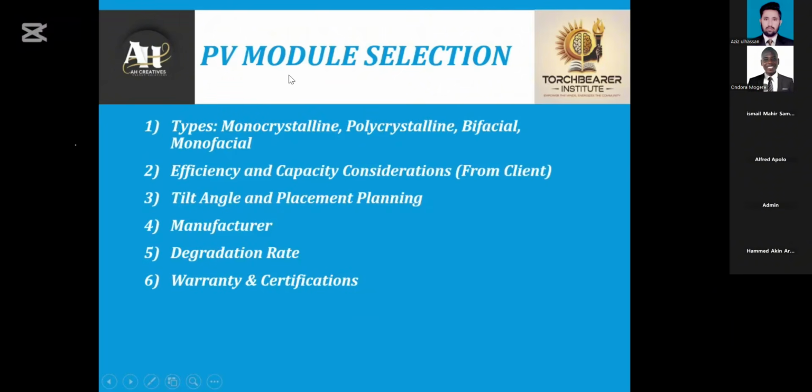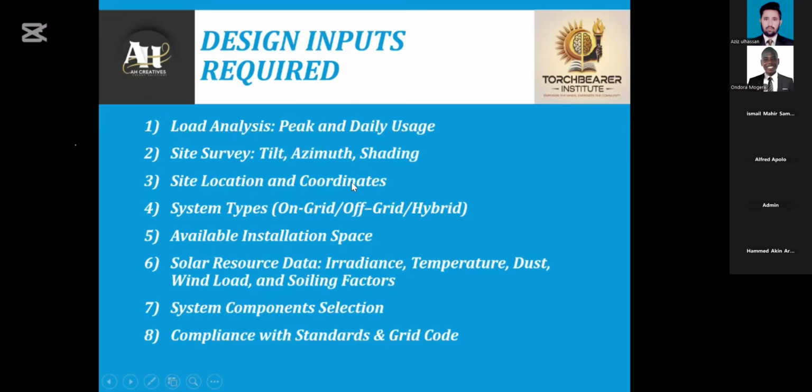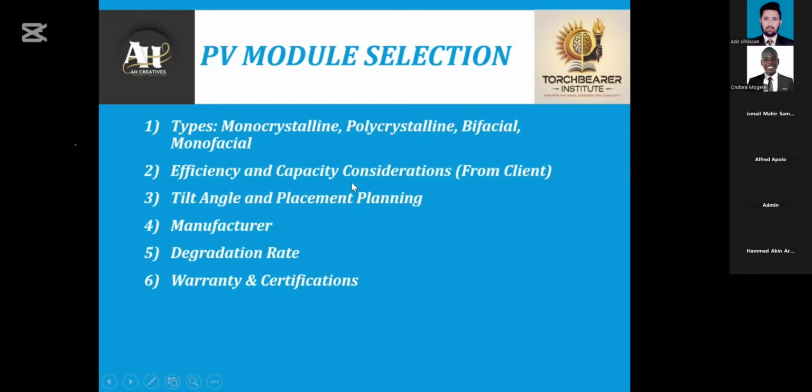Also, we have talked about the design input required. During sizing and designing, you're supposed to check the PV module specification. For example, if you'd like to do a certain type of system, will you settle on monocrystalline, polycrystalline, or bifacial solar modules? For example, if you're doing a roof mount, it's not recommended to use a bifacial solar module, but you're supposed to use a monofacial solar panel. So it's very important to understand that during sizing and designing.